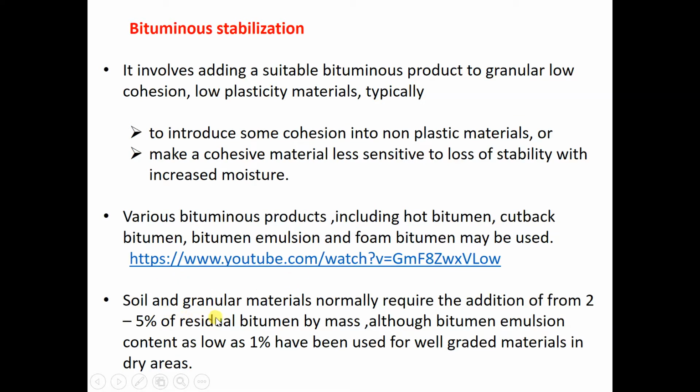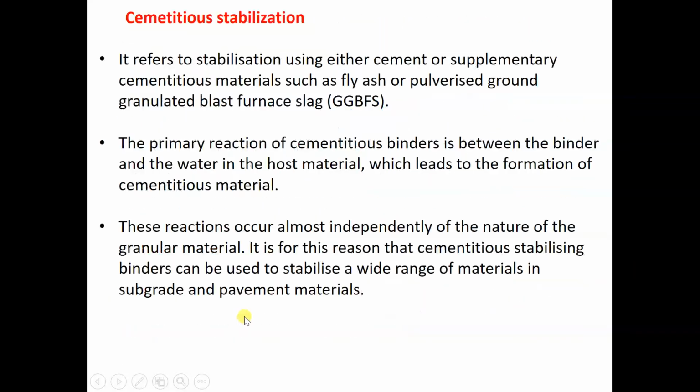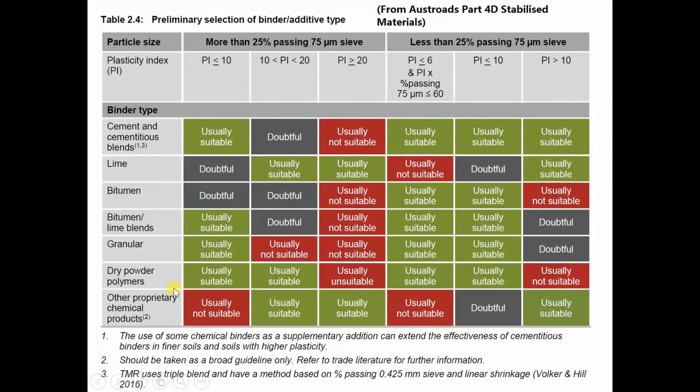Okay, soil and granular materials normally require the addition of from 2 to 5% of residual bitumen by mass. So for soil and granular material, you could use it for soil as well. If it is for the subgrade, you need to blend the bitumen with some lime for low plasticity.